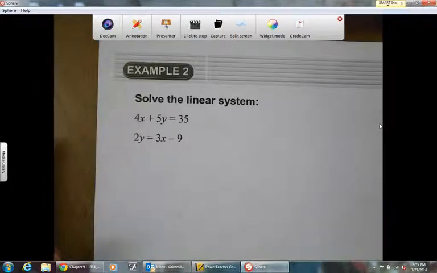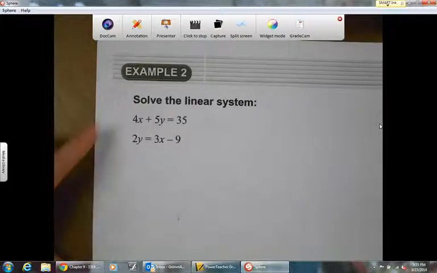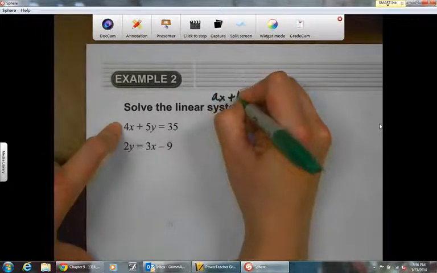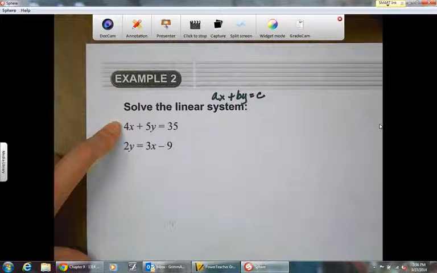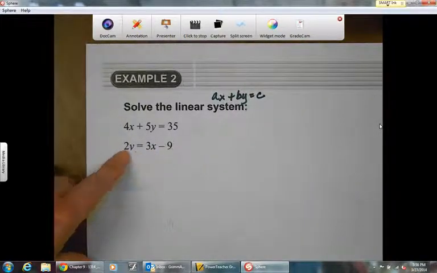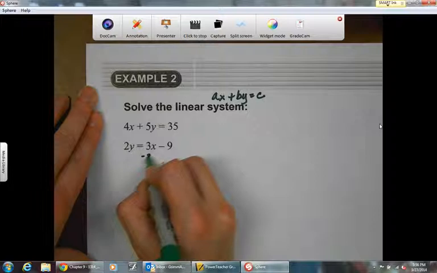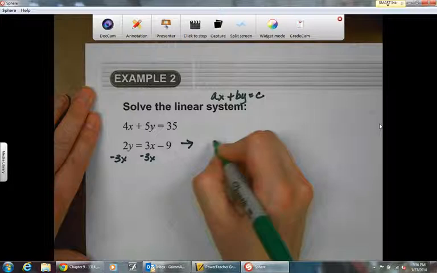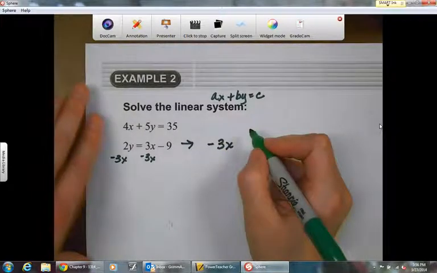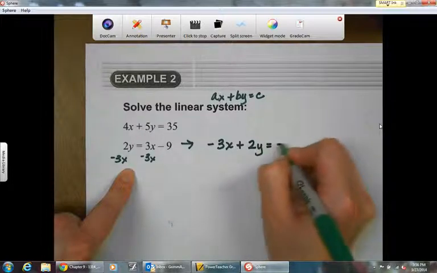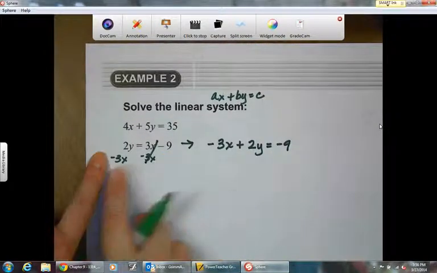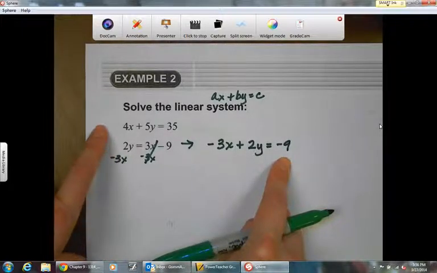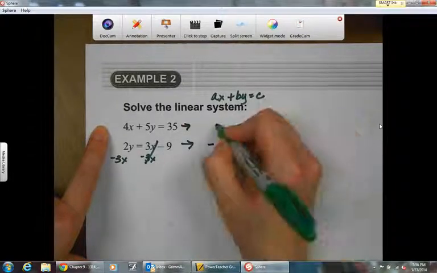And I would get them both into the standard form, which again, this is that standard form. Okay, so we're going to get into ax plus by equals c. Okay, so basically all I need to do is I need to move this 3x over to this other side. So I'm going to subtract 3x from both sides. So this equation becomes negative 3x plus 2y equals negative 9, because this dropped out here. I bring this over here. This is here. And I just moved around my order a little bit. Okay, so I'm going to take this, and I'm just going to rewrite it right here. So 4x plus 5y equals 35.